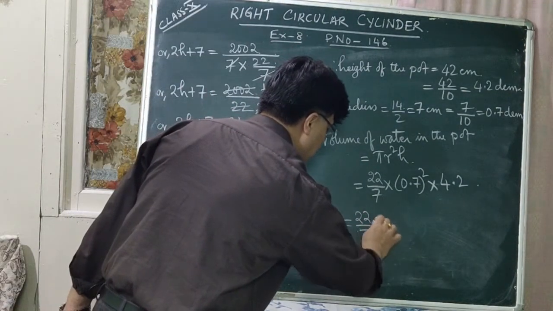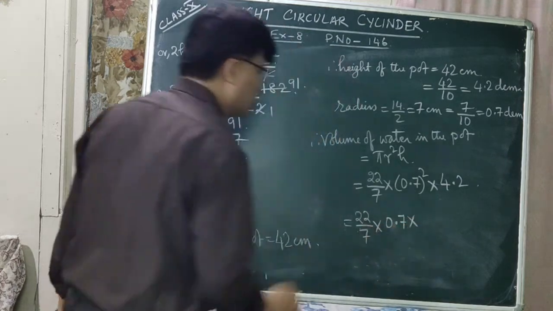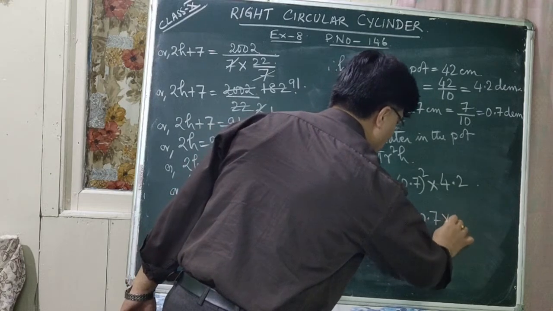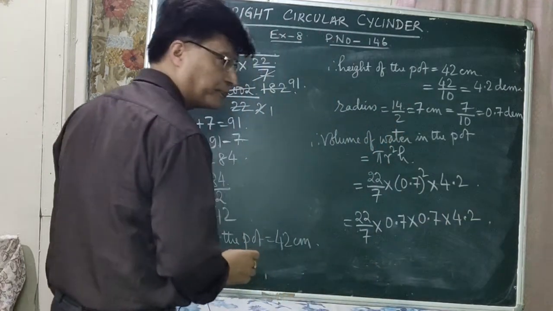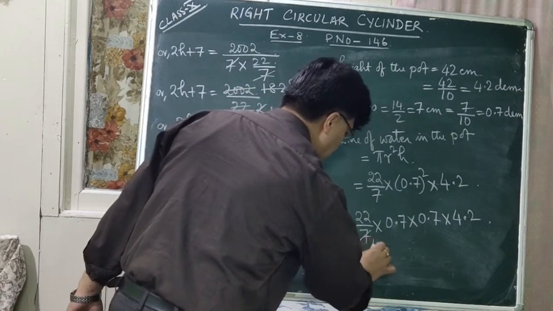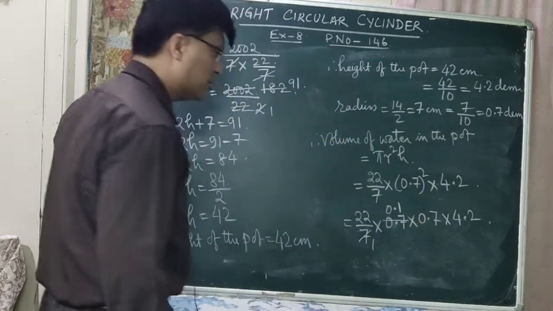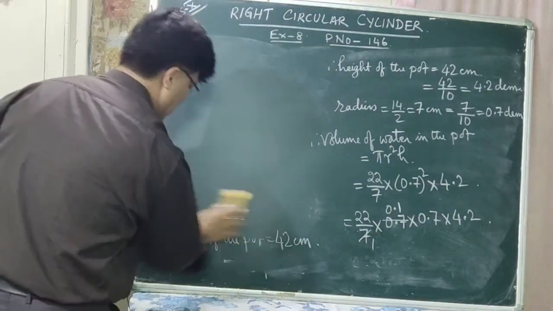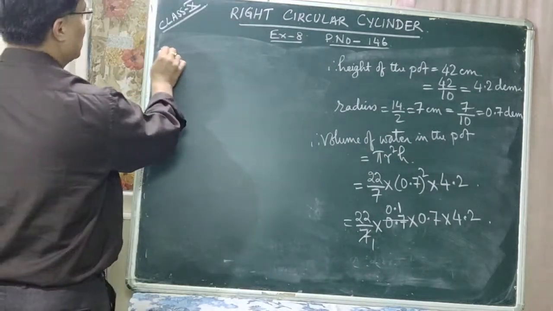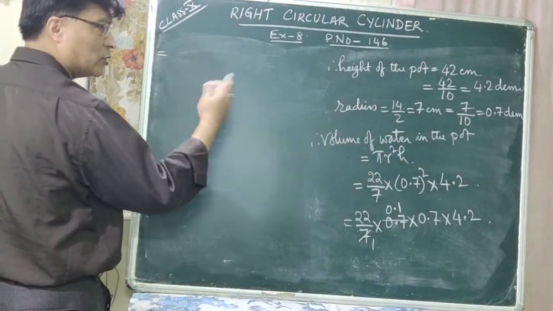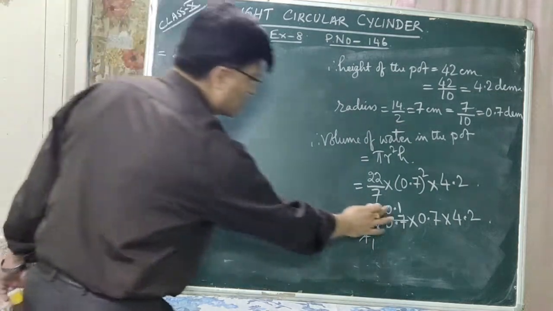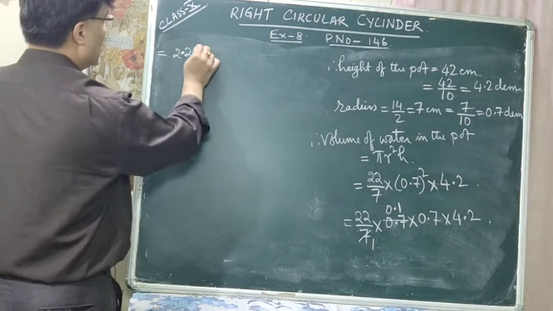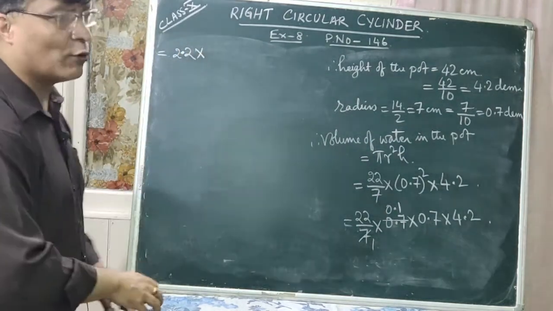Okay, so let's simplify it now. This is 22 by 7 into 0.7 into 0.7 into 4.2, right? Here you can cancel: 7 ones are 7, 0.7 ones are 7, so 0.1. So let us multiply them. 22 into 0.1 is 22 into 1, which is 22. After the decimal point there is only one figure, so write the decimal point before one figure, that is 2.2.